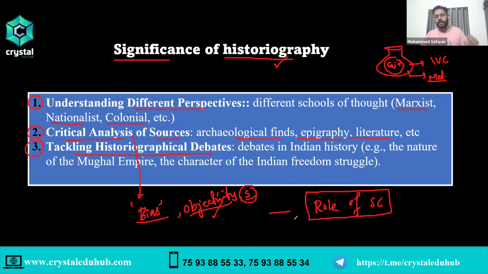But at the same time, if one of you writes about the role of Subhash Chandra Bose, you say that is not possible, because Subhash Chandra Bose had his own limitations. So there we can see a different debate on historical things. For example, we had many debates in Indian history regarding the nature of the Mughal Empire and the character of the Indian freedom struggle. We had this particular example, the role of Subhash Chandra Bose. So these are some of the very important significances that we get after learning historiography.